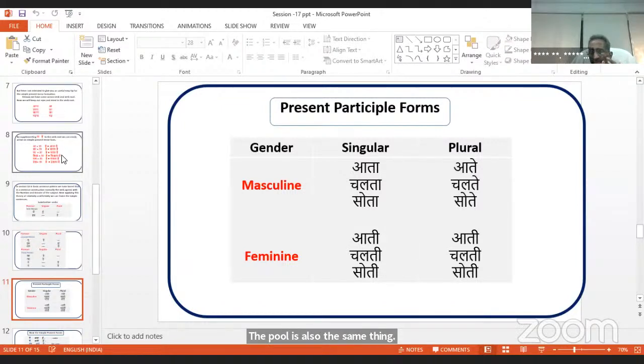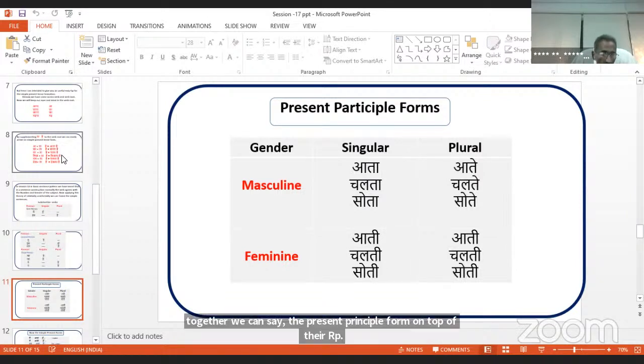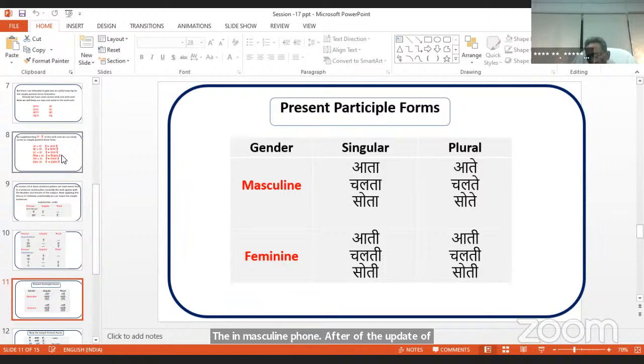So together we can say the present participle form: aata, aate, aati. In masculine form, aata, aate. Feminine form, it is aati. Aata, aate, aati. So repeat alongside of me. The present participle form, masculine, feminine, together we will have aata.